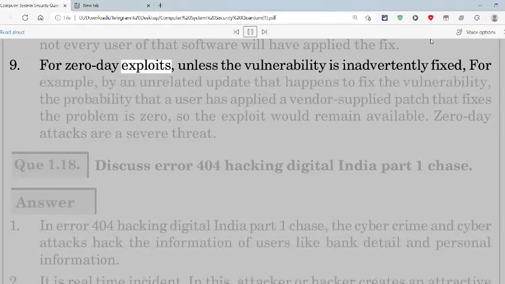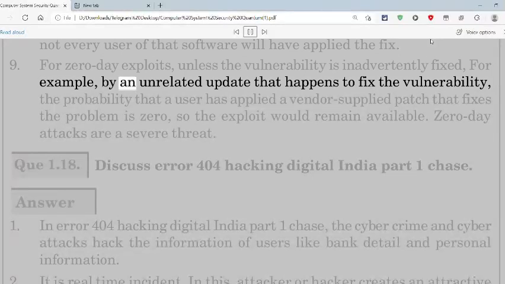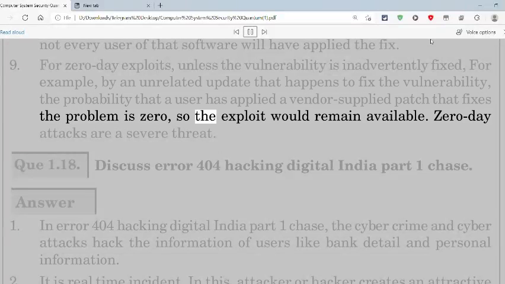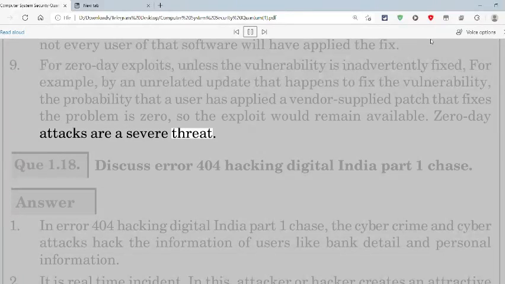9. For zero-day exploits, unless the vulnerability is inadvertently fixed, for example, by an unrelated update that happens to fix the vulnerability, the probability that a user has applied a vendor-supplied patch that fixes the problem is 0, so the exploit would remain available. Zero-day attacks are a severe threat.